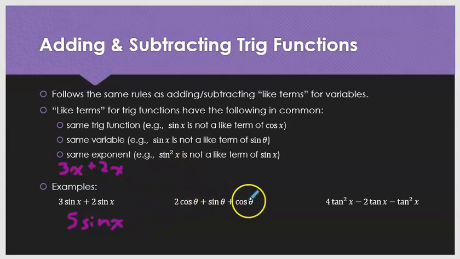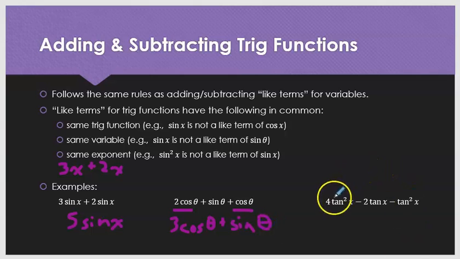Here we have some like terms and some that are not like terms. For example, I cannot add the cosine and the sine terms because they are not using the same trig function. However, I have a cosine to the first power of theta and a cosine to the first power of theta. It's using the same variable, it's the same trig function, and it's the same exponent. So these two outside terms can be combined. So I would add those two only. 2 cosine plus 1 cosine is 3 cosine. And then anything that is not a like term just has to stay separate. It doesn't get combined, so I leave it as its own term of sine of theta.